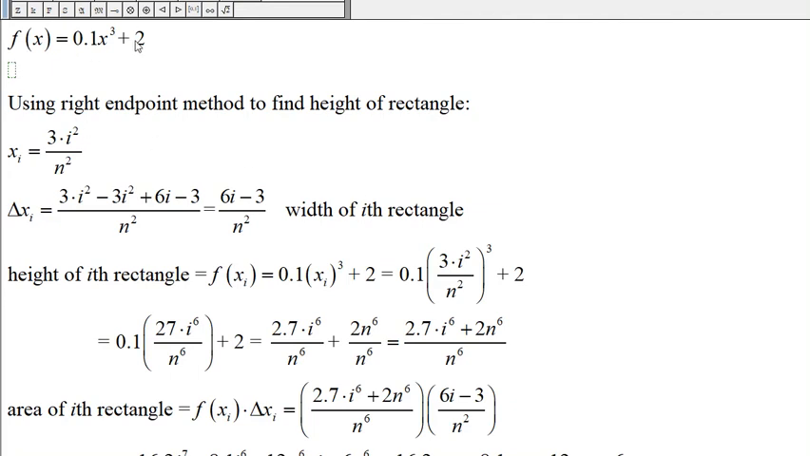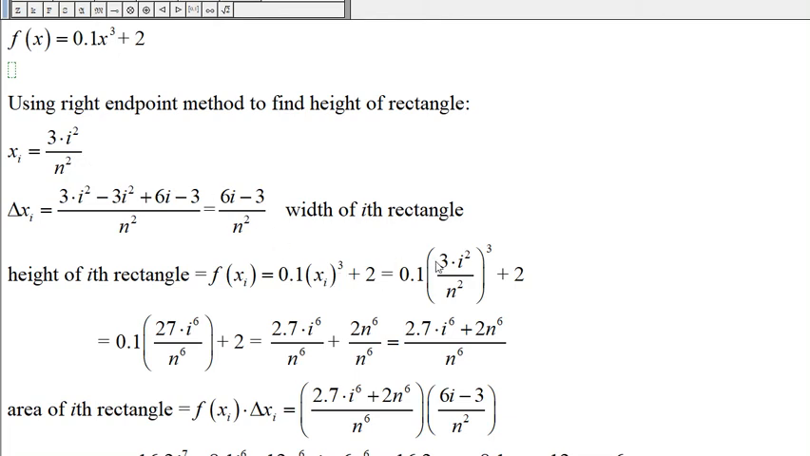So this is the function we're dealing with, 0.1 x to the third plus 2. And again, we will use the right endpoint method. And so this is x of i, this is the width of the ith rectangle, and so f of x of i is the height of the ith rectangle. And so f of x is 0.1 x to the third plus 2, and so f of x of i will be 0.1 x of i to the third plus 2.